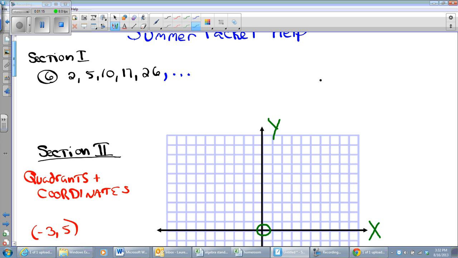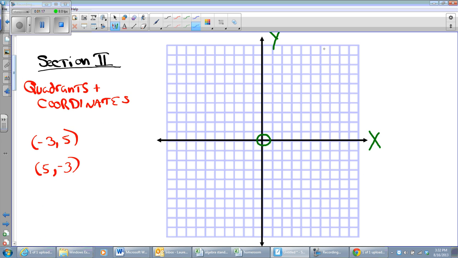Most of you nailed this stuff, but some of you didn't seem to know what this was. Your quadrants are the 4 sections of the graph that are created by the x and y axis. This is quadrant 1, this is quadrant 2, this is quadrant 3, and this is quadrant 4. And this should be peer review. If it's not, you need to come in and see me quick.